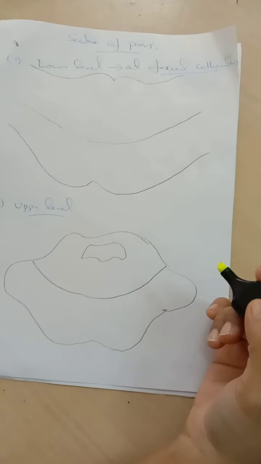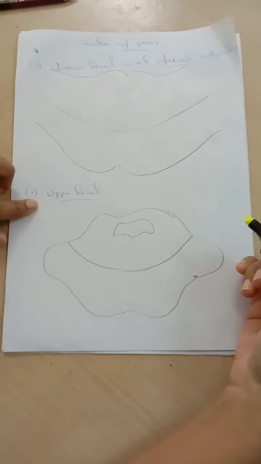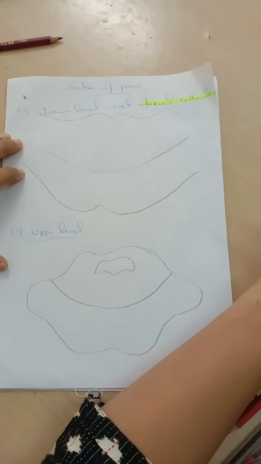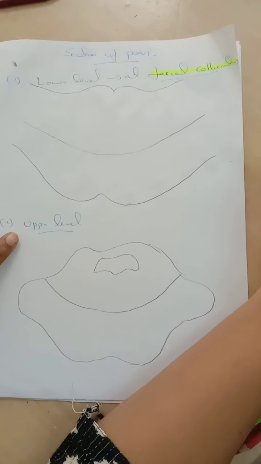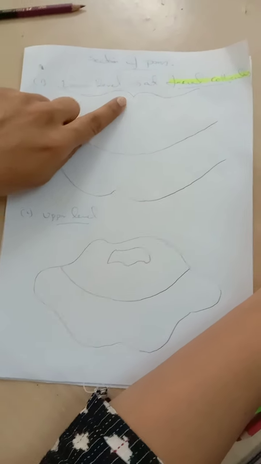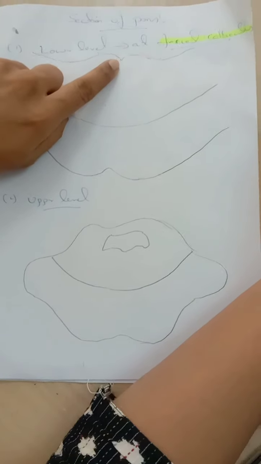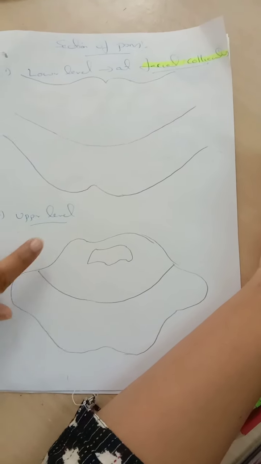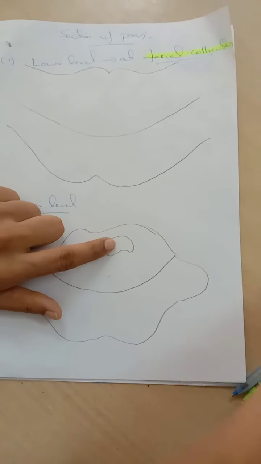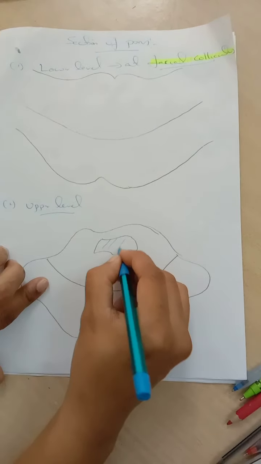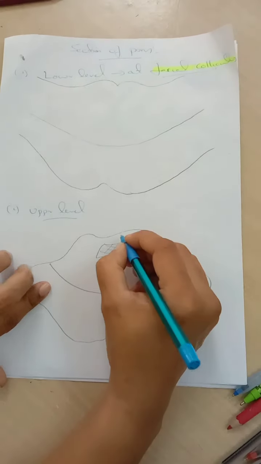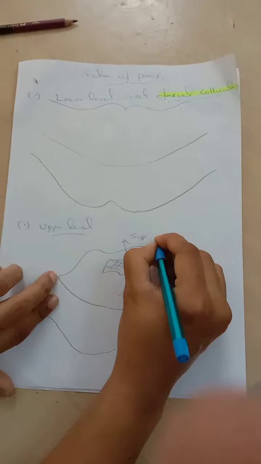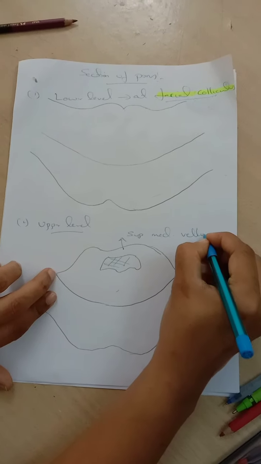We have two sections, at a lower level and an upper level. The lower level is at the level of the facial colliculus. What do you mean by that? The upper level is the open part of the pons, which is open to the floor of the fourth ventricle. Here it is a closed part, where the fourth ventricle lies within this cavity. Can you see that? The portion forming the roof of the fourth ventricle is called the superior medullary velum.